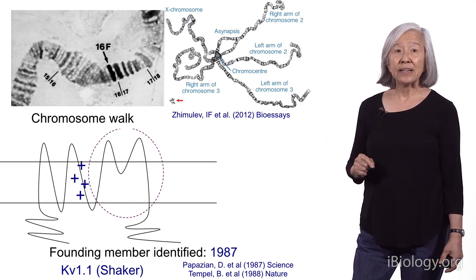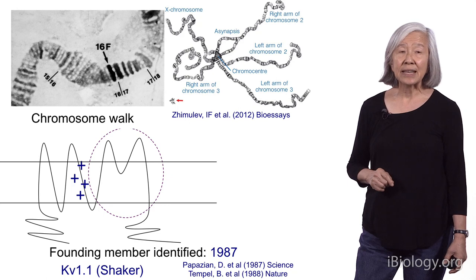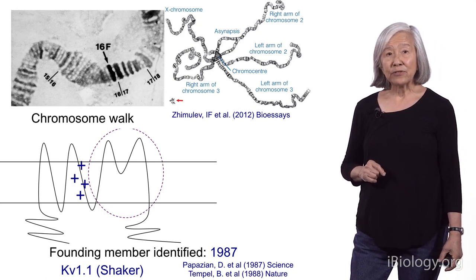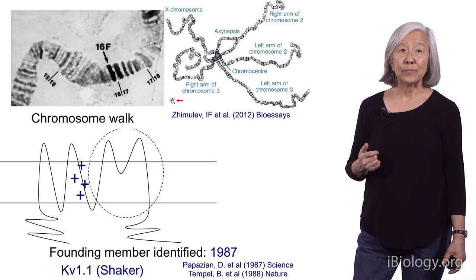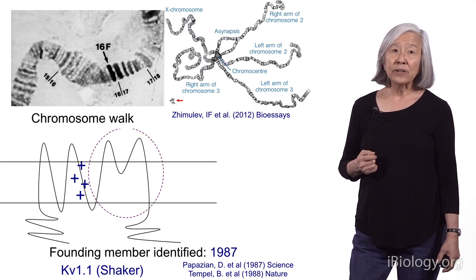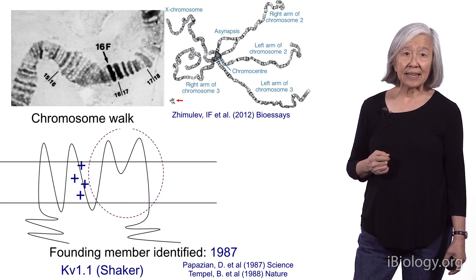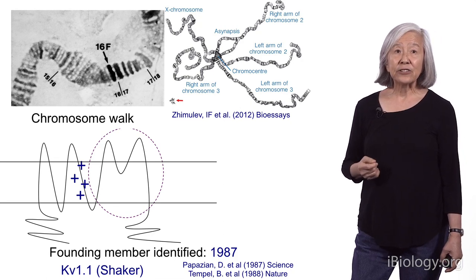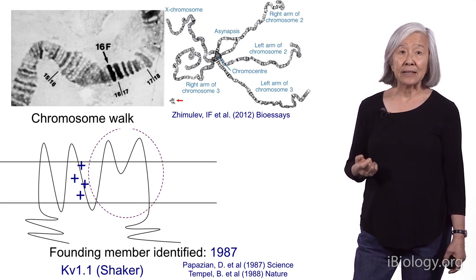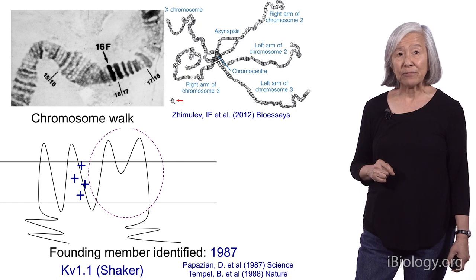Knowing that Shaker mutations cause a phenotype that is likely due to a deficit in potassium channels, Diane Papazian, Tom Schwarz, and Bruce Tempel used the chromosome walk as the approach to clone Shaker. It took 6 years for the cloning and validation of Shaker as a potassium channel gene. But then it took just a few months, using the Shaker DNA as the probe, to isolate the ortholog in mammals. That's known as Kv1.1.